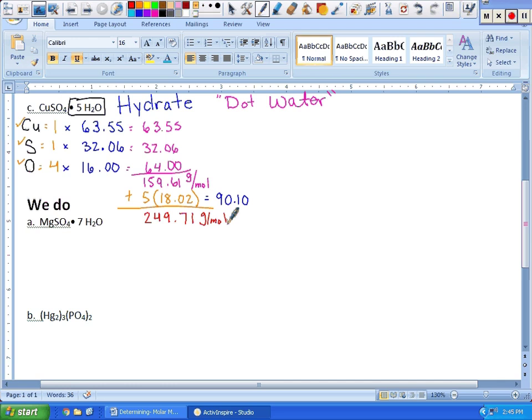So again, my question to you is, what does percent mean? Part over whole. How many parts did we have? We had 4. This is a part. This is a part. And you don't have to circle these if you don't want to. That is a part. And that is a part. 4 parts. What's the whole? 249.71. And just like I asked you last question, with your eyes, can you tell me which part should be the lowest percentage? Who's the lowest number? Sulfur. Sulfur's 32, oxygen 64.